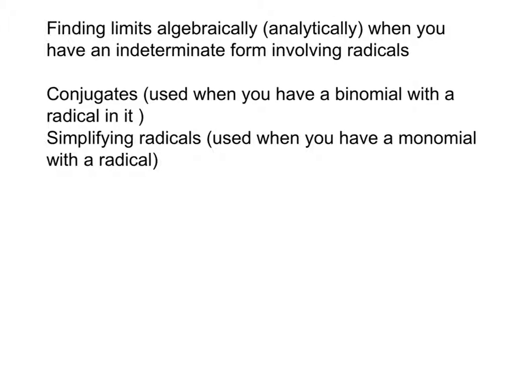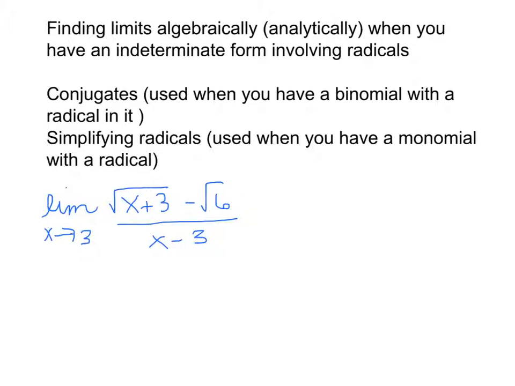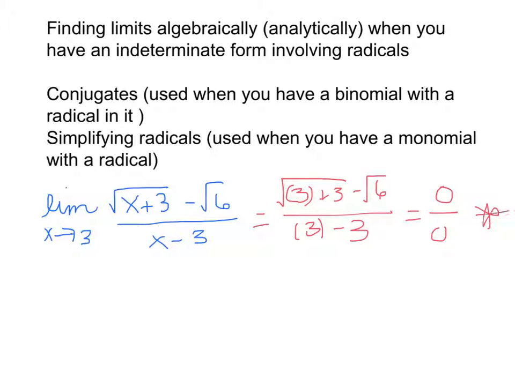Suppose you want to find the limit as x goes to 3 of the expression square root of x plus 3 minus the square root of 6 all over x minus 3. Well, we're going to do our usual. We're going to do direct substitution. We're going to put in 3 wherever we have x. So we have square root of 3 plus 3 minus the square root of 6 all over 3 minus 3. And the square root of 3 plus 3 is the square root of 6. Take away square root of 6 is going to leave us with 0. And 3 take away 3 gives us 0. Indeterminate form. We need to do something more.